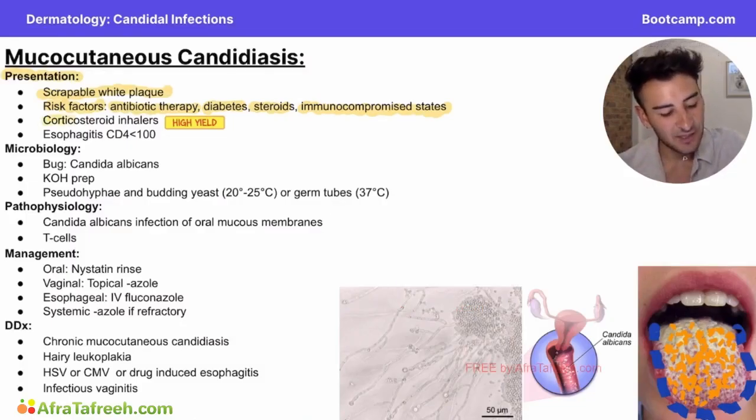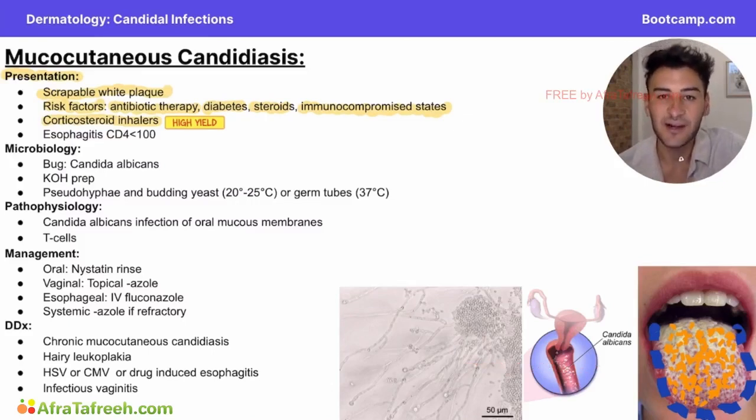So, one specific immunocompromised state is going to be our corticosteroid inhalers. So, if our asthmatic patients or anyone else using a corticosteroid inhaler is breathing in corticosteroids locally to the area of their pharynx, their lungs, their esophagus, they can get localized immunosuppression in that area. And this is going to allow candida to grow out of control in the esophagus.